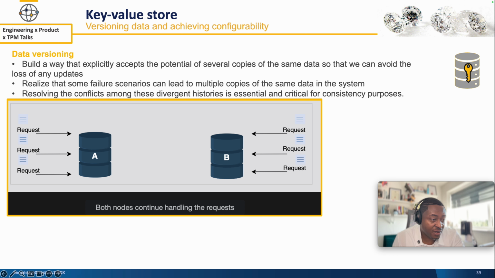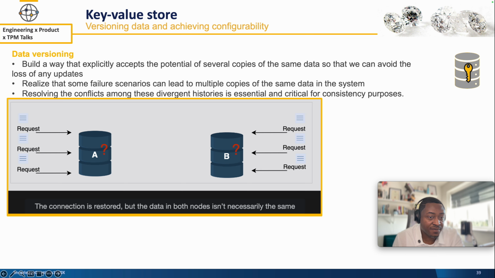So another option is a vector clock, where you have a list of node counter pairs, and for each version of the object, you use the vector clock. So if two objects have different vector clocks, we can tell whether they are causally related or not. And unless one of the two nodes is reconciled, they are deemed at odds, right? So when the connection is restored, the data in both nodes isn't necessarily the same. You need to resolve that.